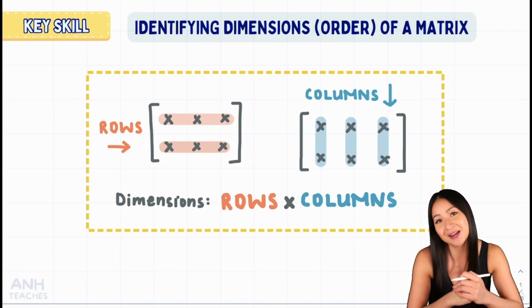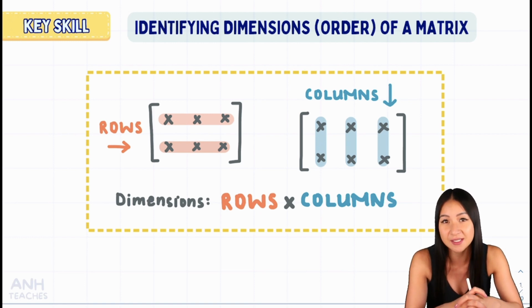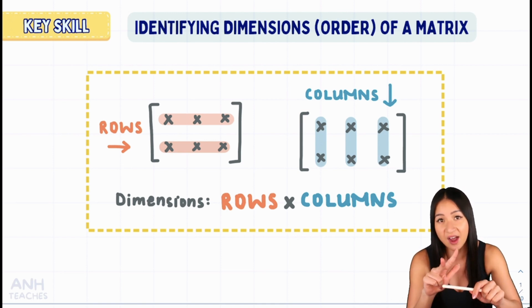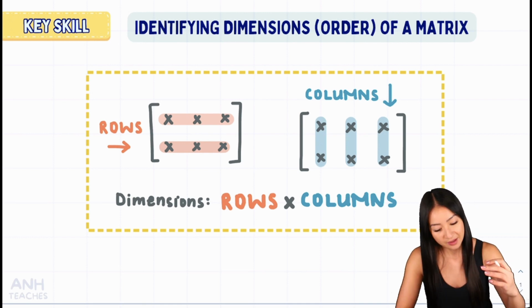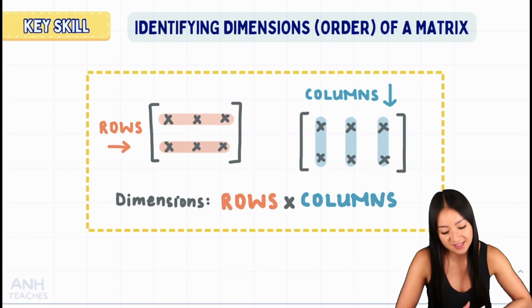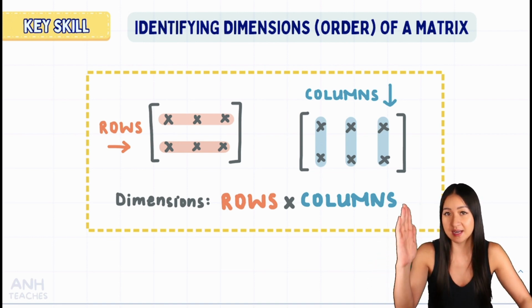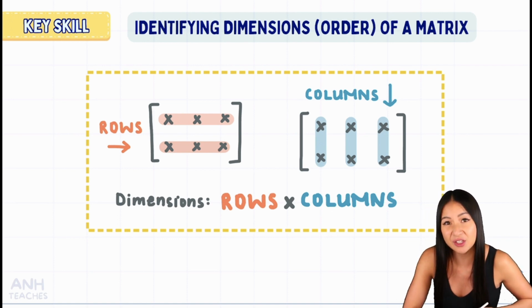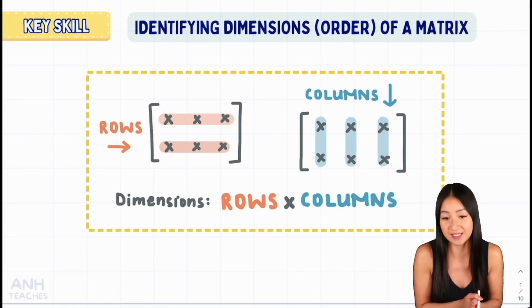And as you can see on the screen here, the very first thing is being able to identify the dimensions of a matrix. Dimensions, order, and size of a matrix, they all mean the same thing, and those terms are interchangeable. So the dimensions of a matrix is simply the number of horizontal rows followed by the number of vertical columns. In my dummy matrix on the screen here, I have 2 rows and 3 columns, which means that the dimensions of this matrix are 2 by 3.